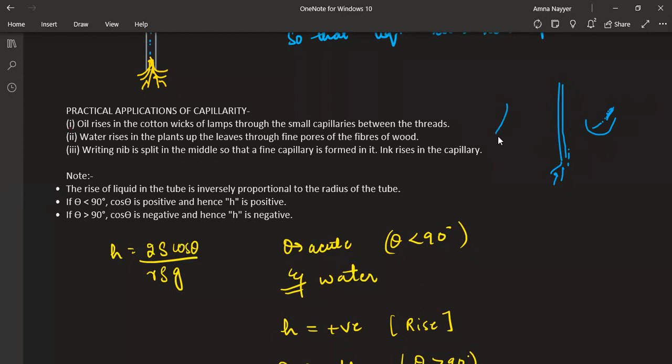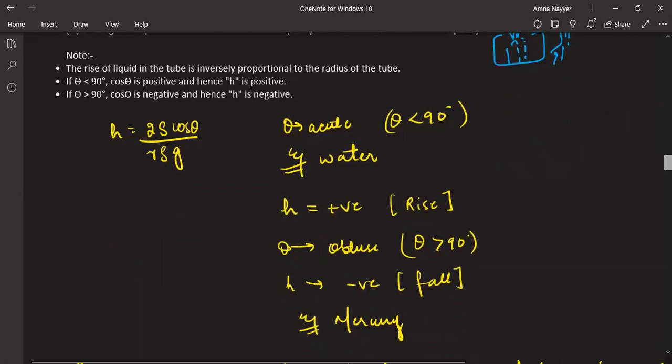You must have seen fountain pens. Fountain pens have such ends. This type of end is possessed by a fountain pen. So here what happens, this end, the nib, has a very fine slit. So when you dip it into the solution, it takes up the ink. So these are some practical examples of capillarity. So this we did.